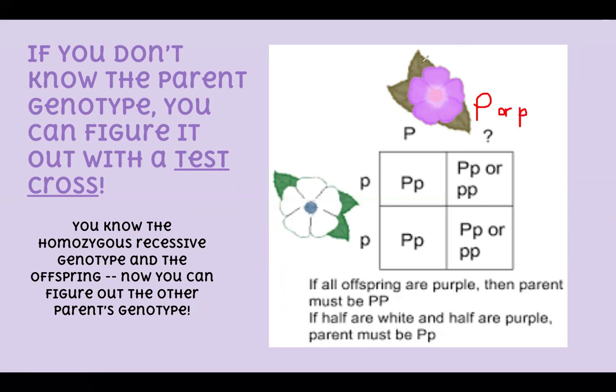So we could take this purple flower, cross it with this white flower, allow them to create new flowers, and then observe the offspring. So in this case, we would have these two combinations for sure.